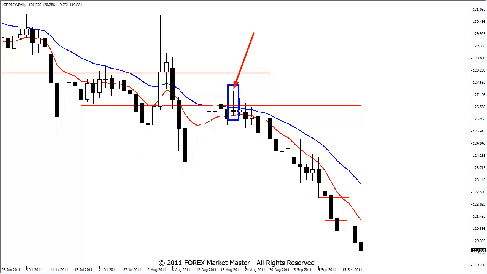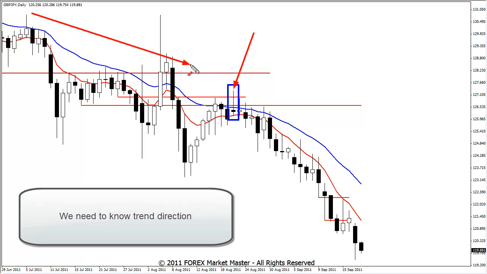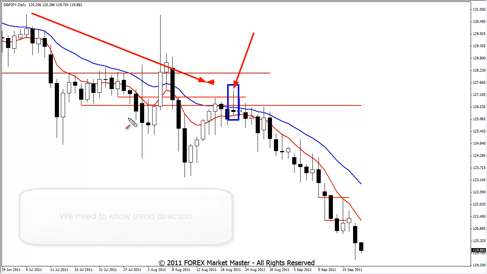Well, let's start at the beginning. The first thing we need is to know what our trend is. And our trend is down going into here. Okay, the second thing we need to know is where are our actionable areas.